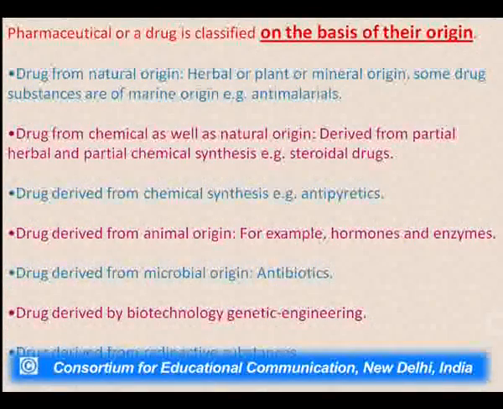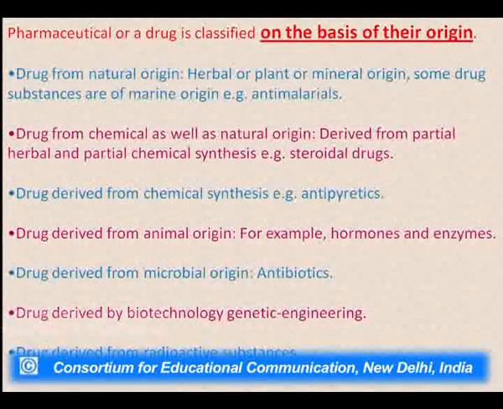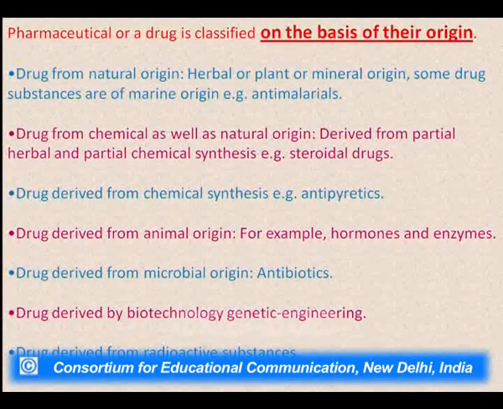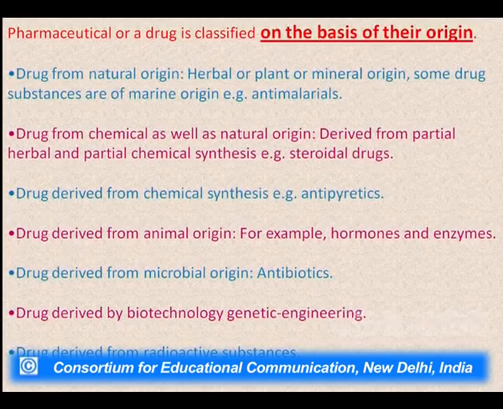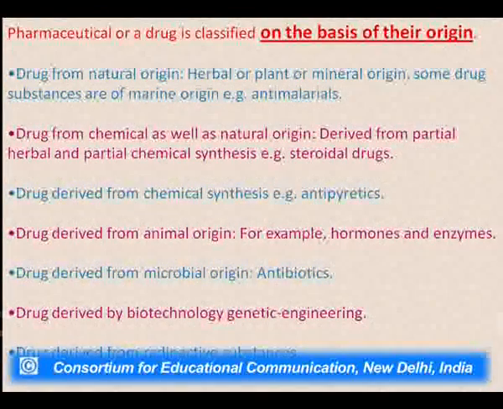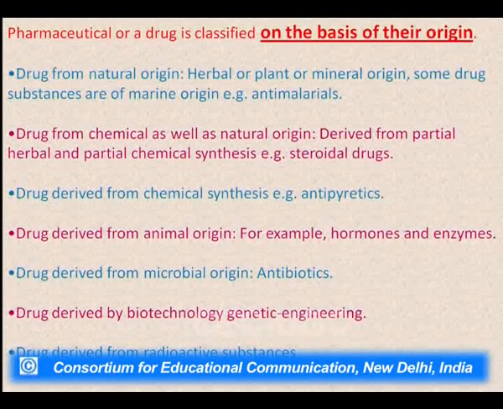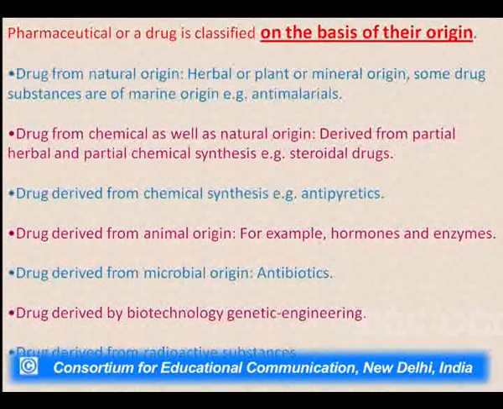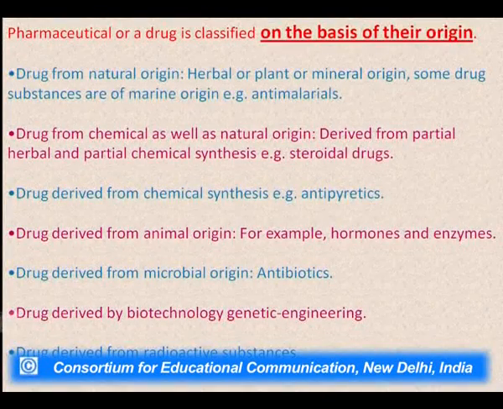Now, pharmaceuticals or drugs are classified on the basis of their origin. On the basis of natural origin, which are herbal, plant or mineral origin. Some drug substances are of marine origin, for example, antimalarials. Drugs from chemical as well as natural origins, derived from partial herbal and partial chemical synthesis, for example, steroidal drugs. Drugs can be derived from chemical synthesis only, for example, antipyretics.